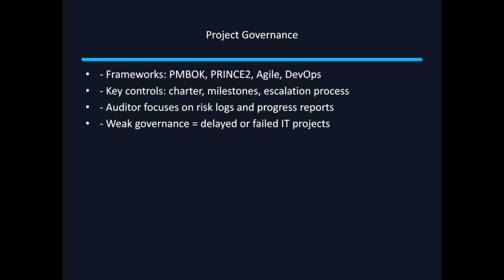So the key controls would include a defined project charter and governance framework, periodic progress and risk reports, change request processes, budget monitoring and stakeholder communication. Frameworks like PMBOK, PRINCE2 and Agile Scrum define structured project practices.